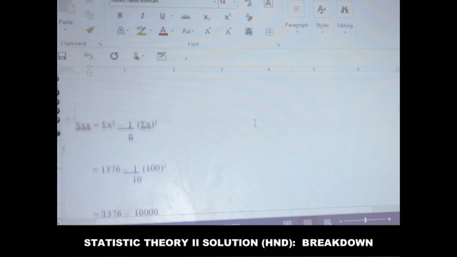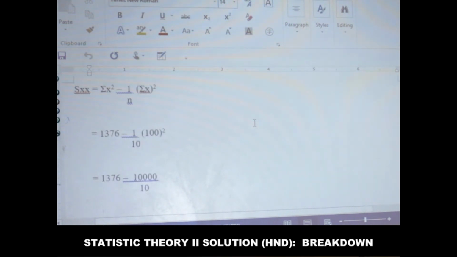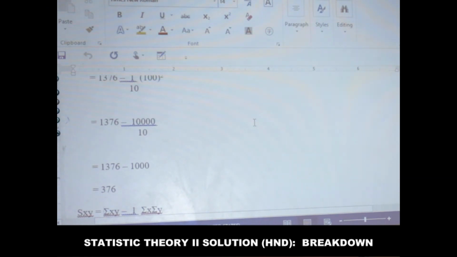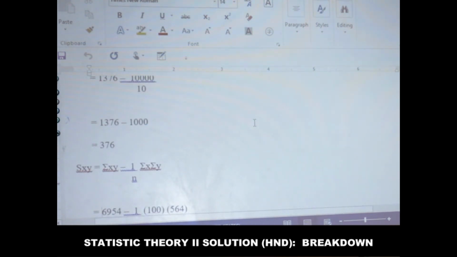So we have 1376 minus 1 over 10 times 100 squared. So you proceed by solving it religiously. So we have 1376 minus 1000, which equals 376. Now we want to solve for summation xy, which is the multiplication of x and y.